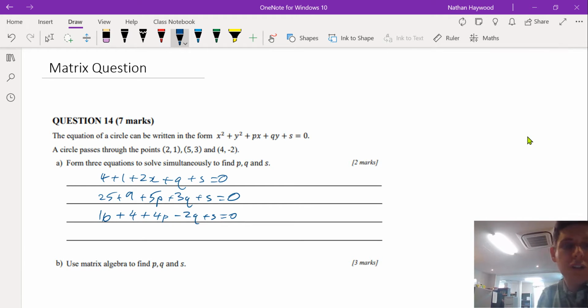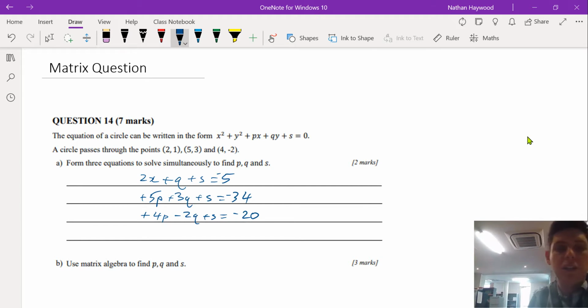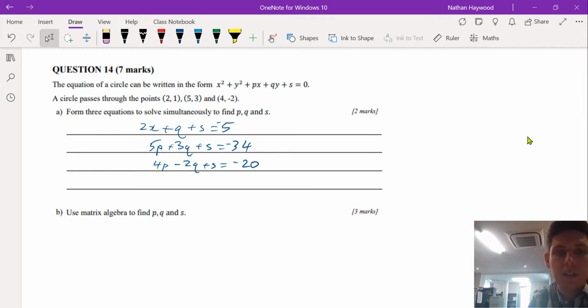And that's it. So you can simplify or bring the constants over. This will help with the next question. I think they are, yes, they're negative. There you have it. You have your three equations ready to be solved in question B.